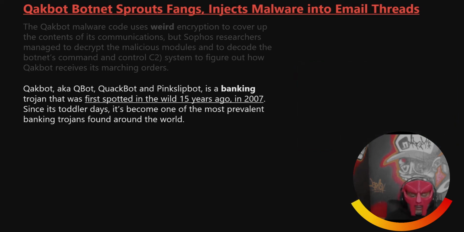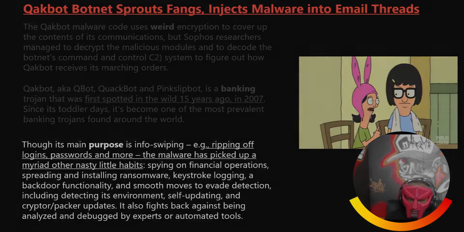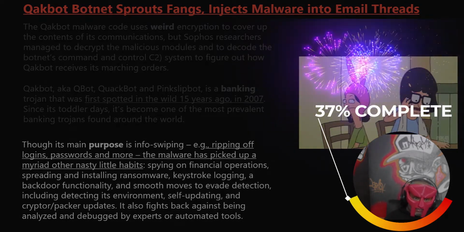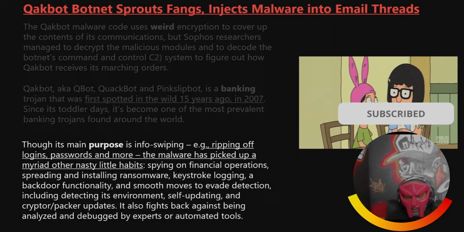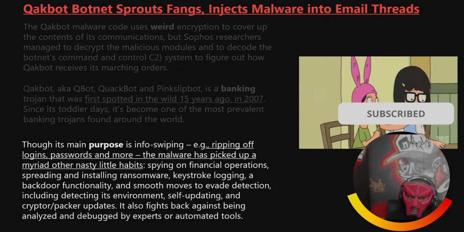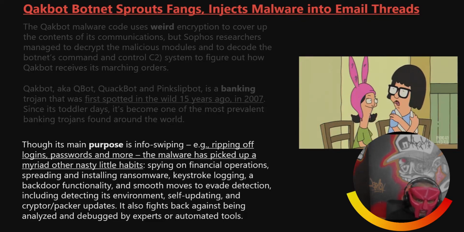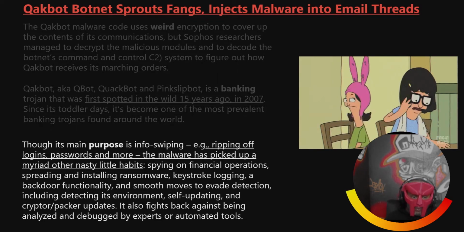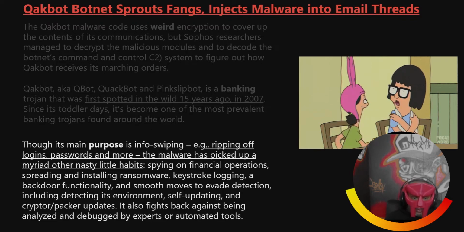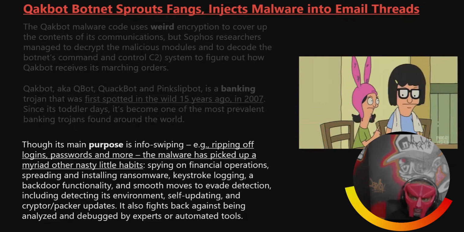Since its toddler days, it's become one of the most prevalent banking trojans found around the world. Though its main purpose is info swiping, for example, ripping off logins, passwords, and more, the malware has picked up a myriad of other nasty little habits. Spying on financial operations, spreading and installing ransomware, keystroke logging, a backdoor functionality, and smooth moves to evade detection, including detecting its environment, self-updating, and crypto-packer updates. It also fights back against being analyzed and debugged by experts or automated tools.